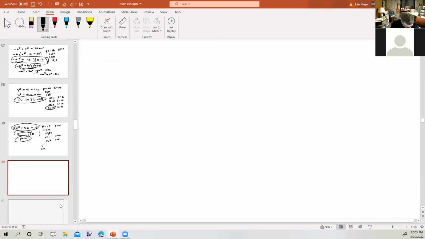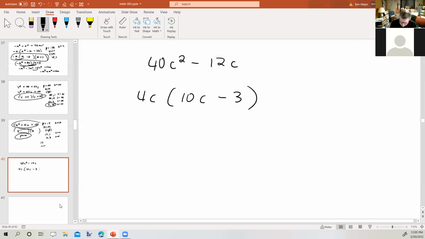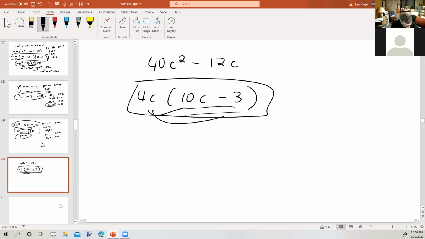Okay. Let's see here. Now they kind of mix problems together from 6.1 and 6.2. Let's take a look at this problem. 40c squared minus 12c. This is not a trinomial. This is a binomial. And it has a greatest common factor. Let's see. I think it's 4c. That would be 10c minus 3. Yeah, because there's nothing common to both of those other than a 1. And there's 40c squared minus 12c. So there's the answer.